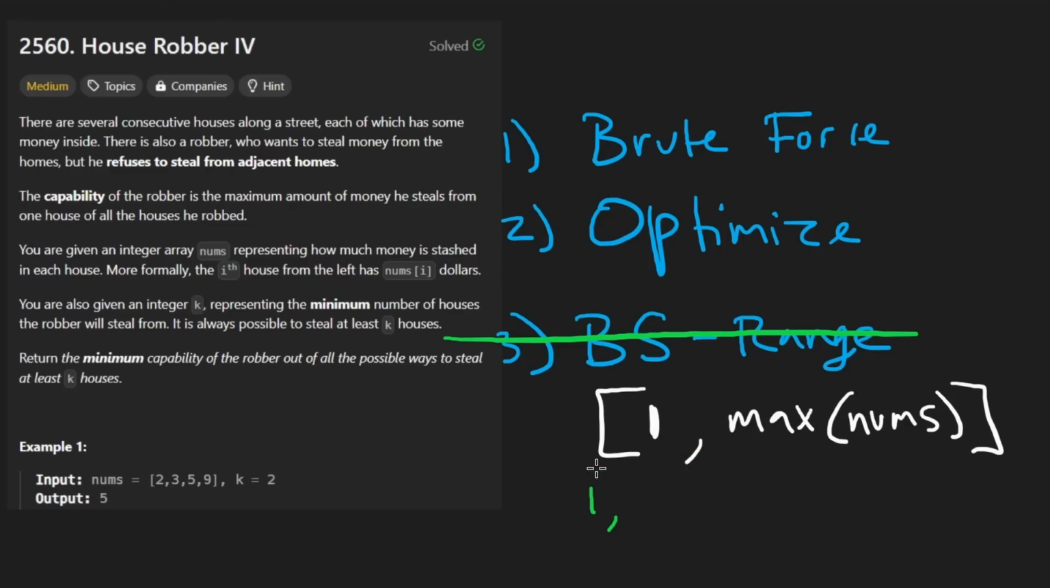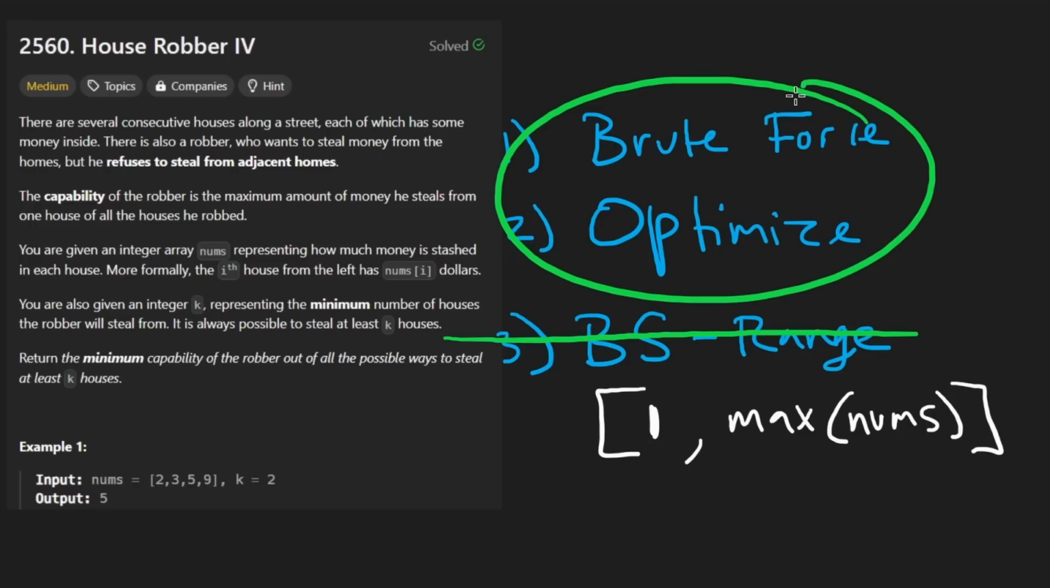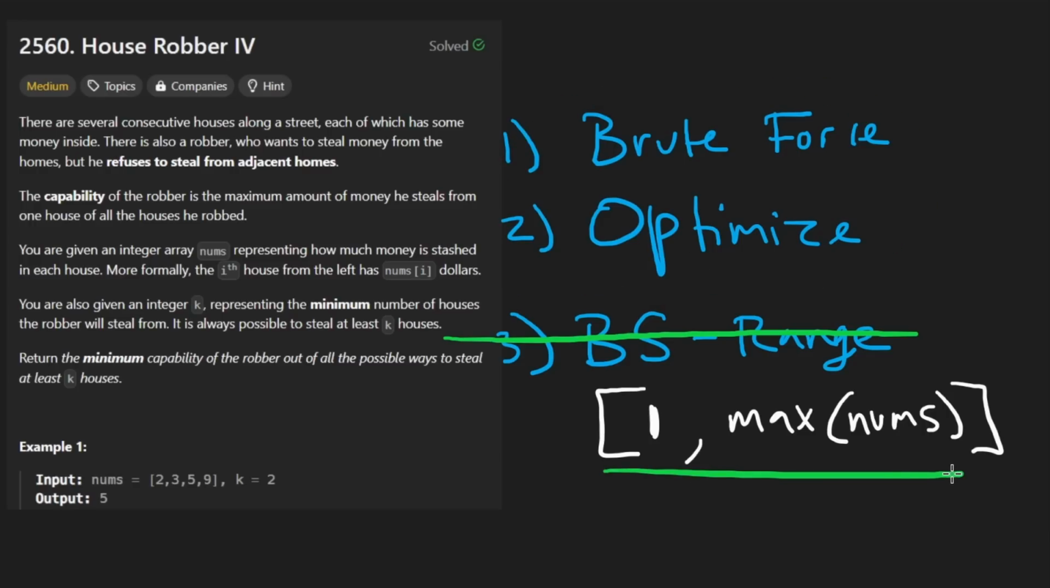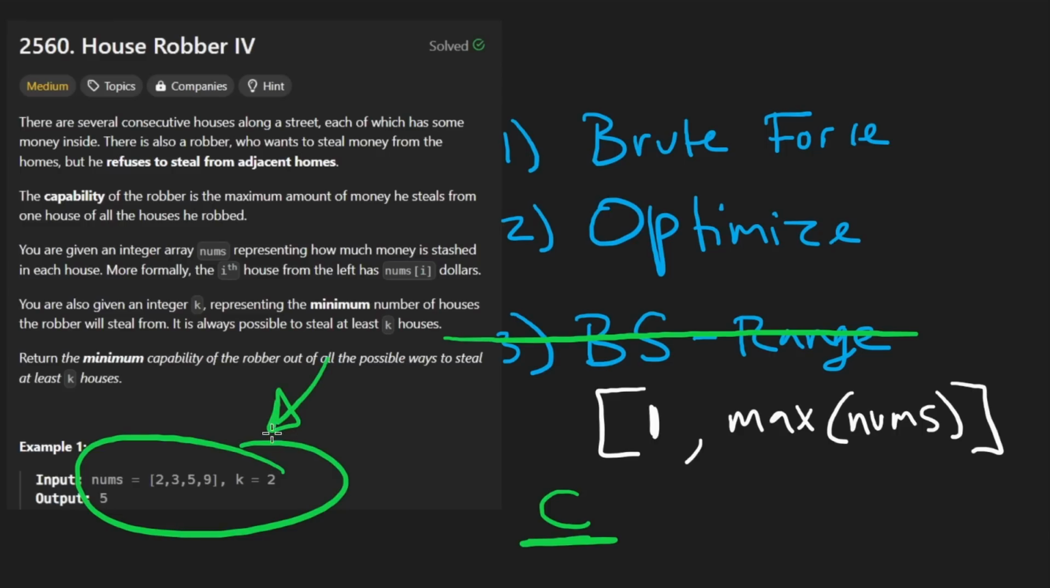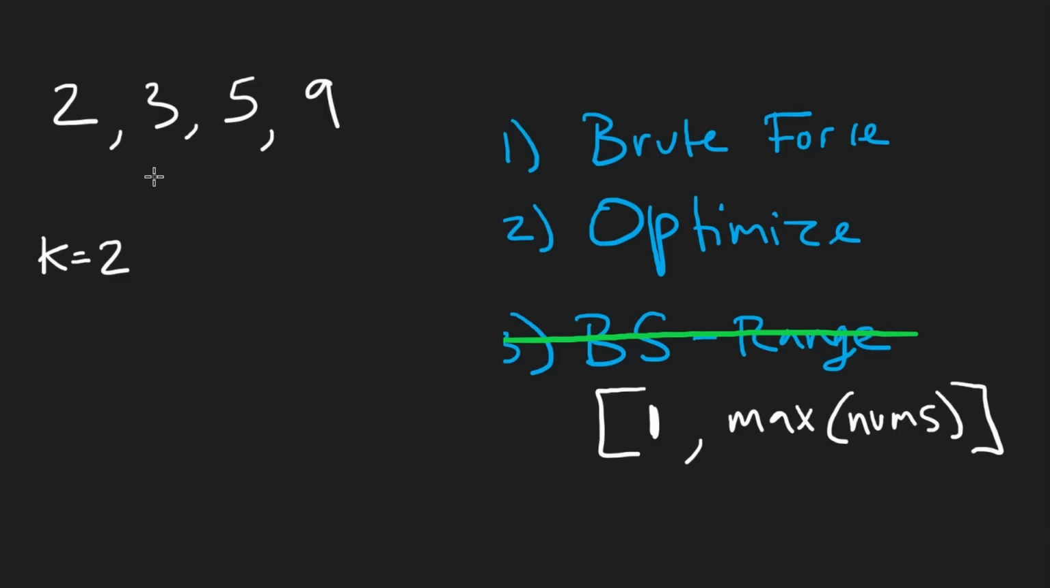Now, in terms of what's left for us to do, let's think about this. If somebody gave me some capability, let's call it C, and they gave me this array and this input data, how would I determine validity? Actually, let's do a dry run at this point. So here is my example, and let's do our setup. Our range initially is going to be from 1 up until the max number, which in this case is 9. So this is our search space.